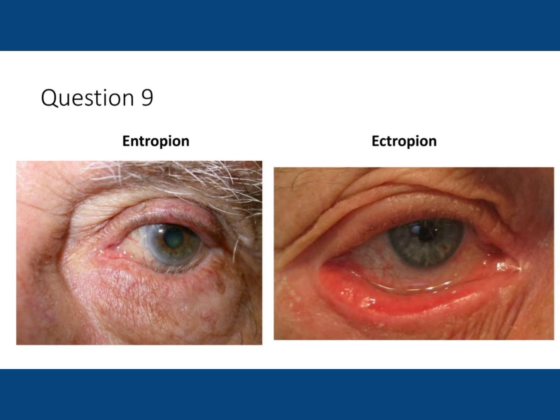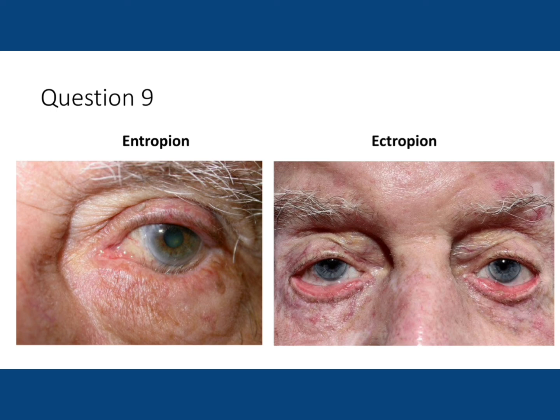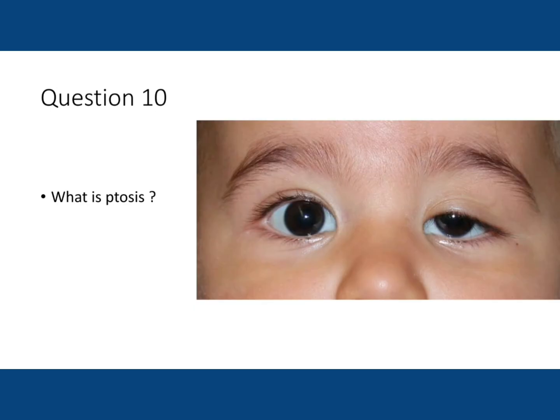Okay, so ectropion is also divided into several types like involutional, cicatricial, paralytic, congenital and mechanical. So I will upload a dedicated video on entropion and ectropion and their types, so that it will be easy for you to understand. Okay, what is ptosis?